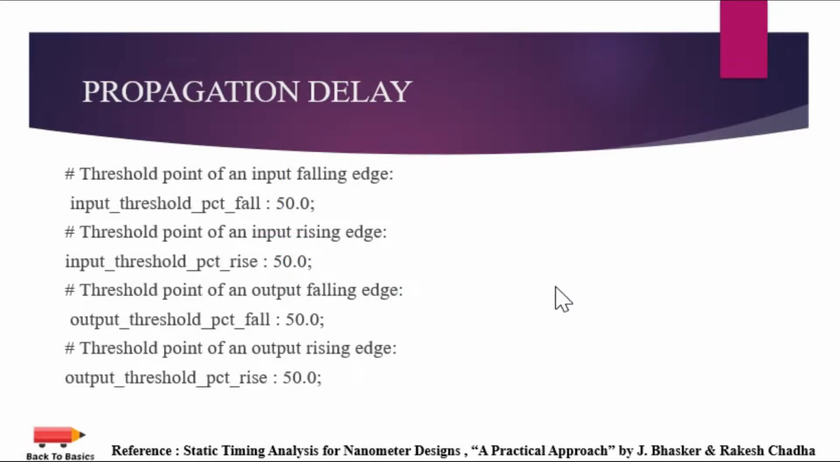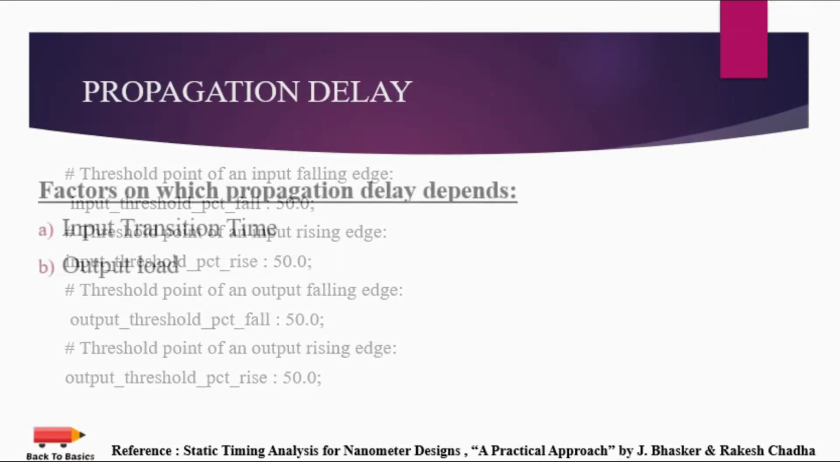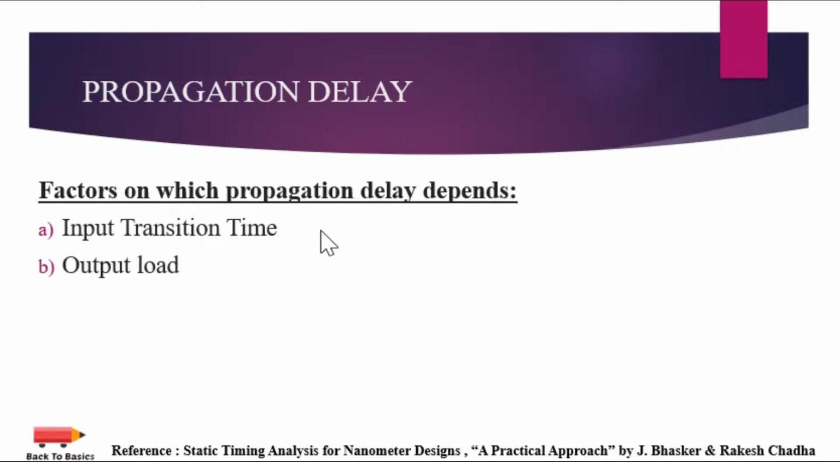Now these threshold points are normally 50% of VDD in most of the standard cell libraries, but it can be different also in some of the libraries. For example, threshold point for falling edge could be 60, or for rising edge it could be 40, or vice versa. The propagation delay of a cell or logic gate is not constant, but it depends on certain factors.